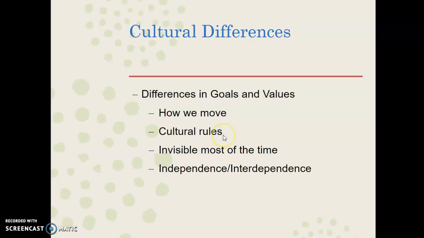Cultural rules. We all grew up with cultural rules. Generally, these are learned by simply being a part of a culture. There's not really official lessons. And most of these rules are invisible to those of us who grew up in that culture. We can't really name them. Other people who aren't part of our culture will notice them more than we will, right?